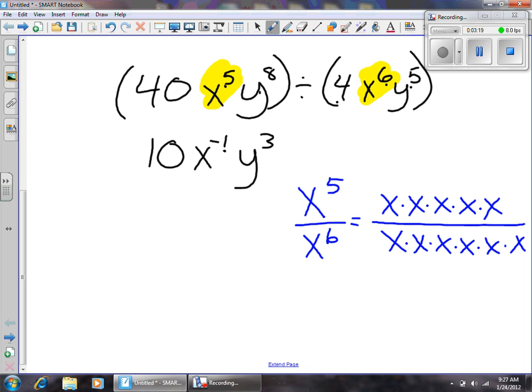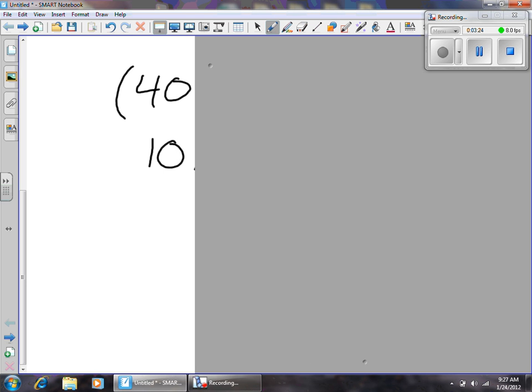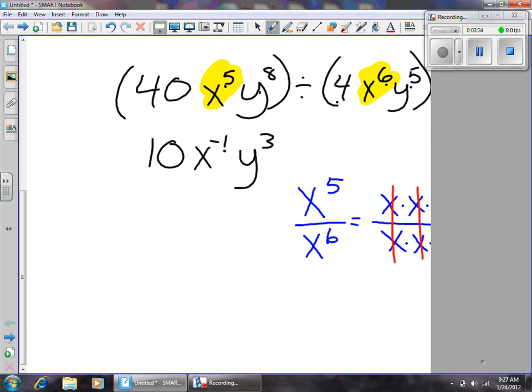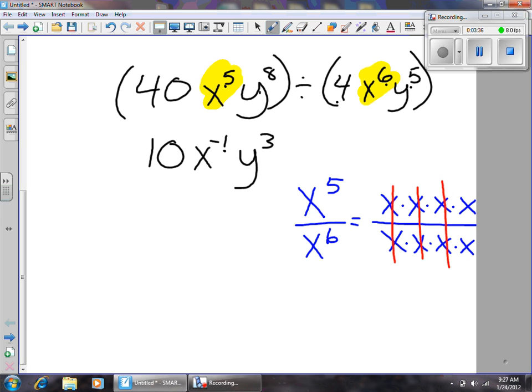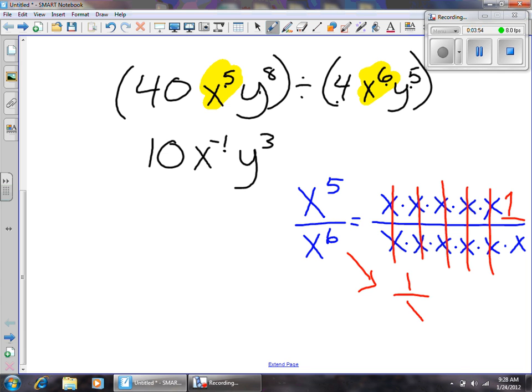Now, if I take a look at it like I did yesterday, where I do my shading, I know that those two x's are going to cancel out and become 1. Those two x's cancel and become 1. Those two x's and those two x's, leaving just a plain old x. But where is that plain old x? He's in the denominator. I need to put a 1 in the numerator, and my answer to this part of the problem is 1 over x.